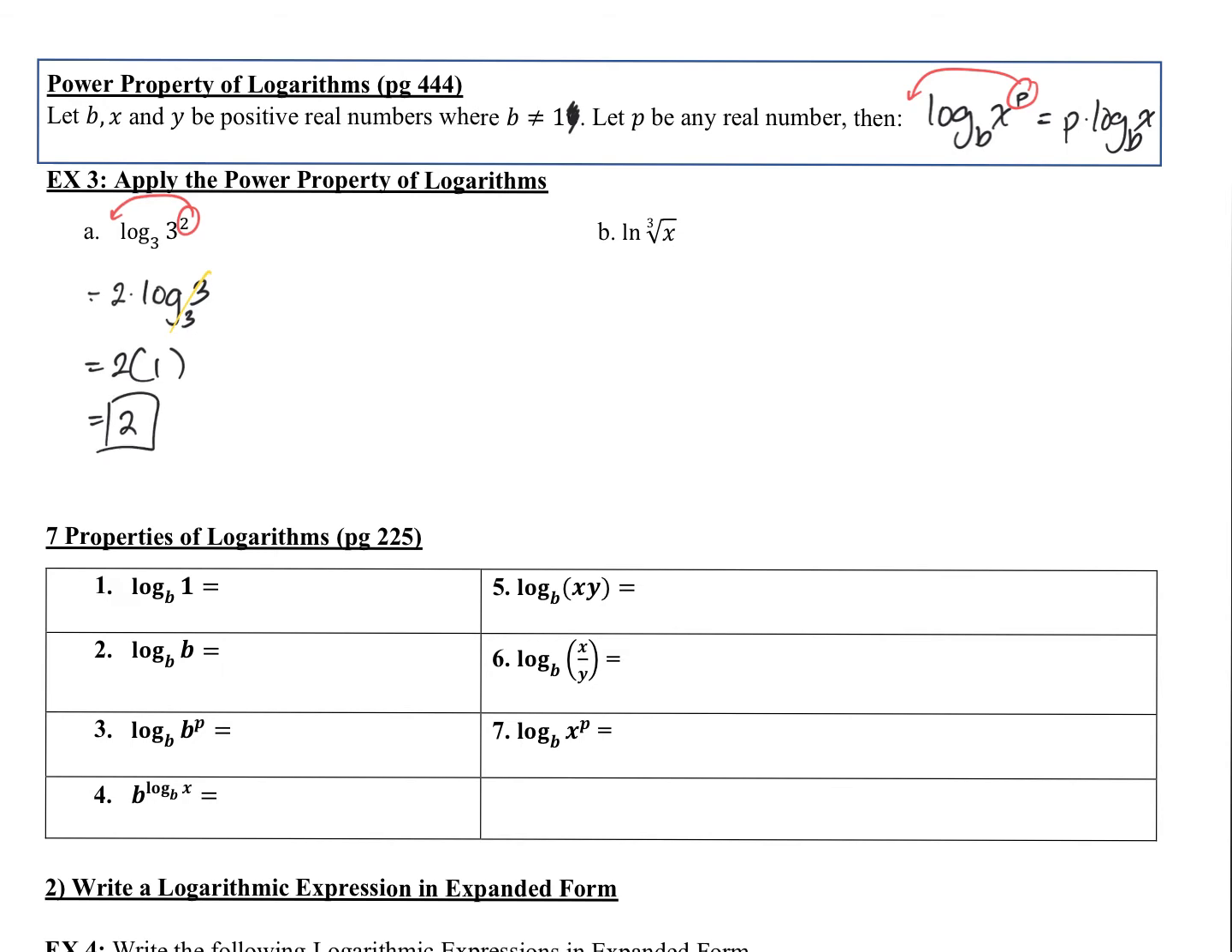Now the next one. Oh, that's kind of weird. There's a cube root. I don't see a power. Or do I? Remember, we can rewrite cube root into the 1/3 power. So we'll go ahead and bring that 1/3 to the front of my natural log. And I'm left with 1/3 times the natural log of x. And can we simplify anything? No, that looks like it.